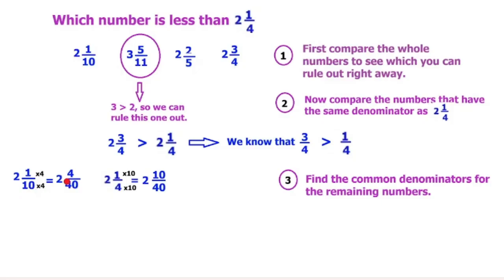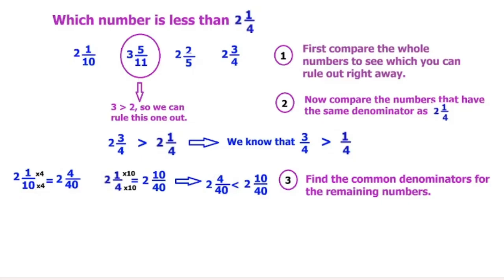Like we said, 40 is the common denominator, so we can multiply the top and bottom by 10. So 2 1/4 becomes 2 and 10 over 40. Now we can compare. So 2 4/40 is less than 2 10/40, right? Because 4 is less than 10.